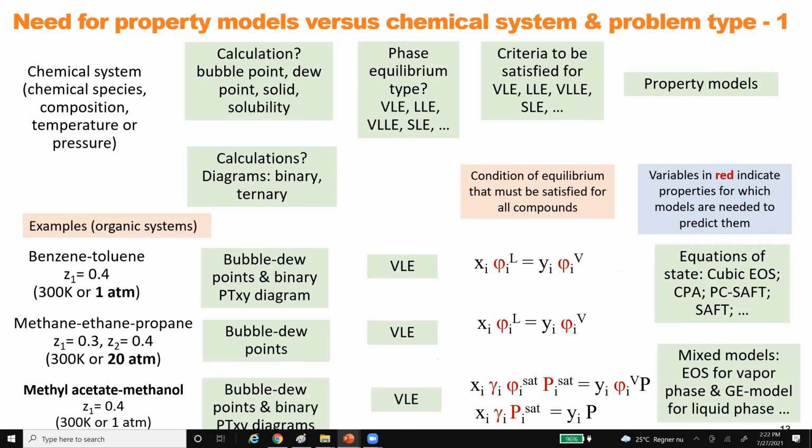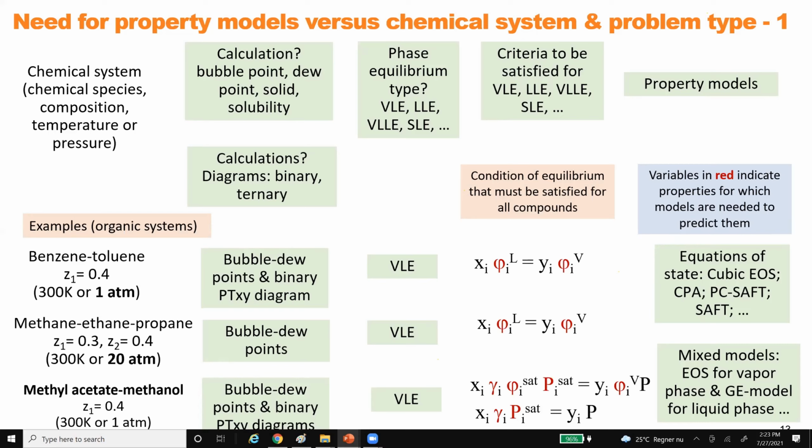What about if we have methyl acetate and methanol? We want the bubble point and dew point. We also want the binary PT-XY diagram. For this mixture, equations of state, like the cubic equation of state, cannot be used because they make an error in the liquid phase fugacity coefficient. So we can use either mixed models, combining an equation of state with a GE model, or we can use a GE model for the liquid phase and assume an ideal vapor phase.